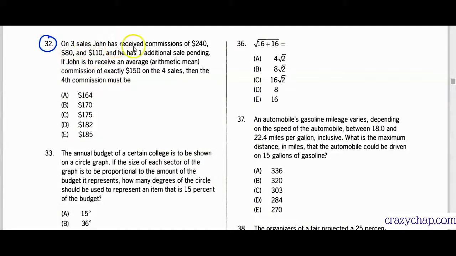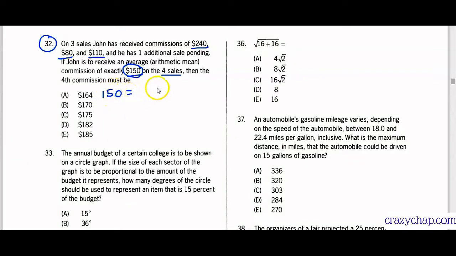On 3 sales, John has received a commission of $240, $80 and $110 and he has one additional sale pending. If John is to receive an average (arithmetic mean) of exactly $150 on 4 sales, then the fourth commission must be which of the following? So basically the average of all 4 sales is 150 and 3 sales are given. We have to find the fourth sale. You must know how to find the average.